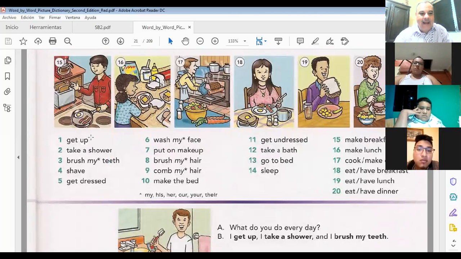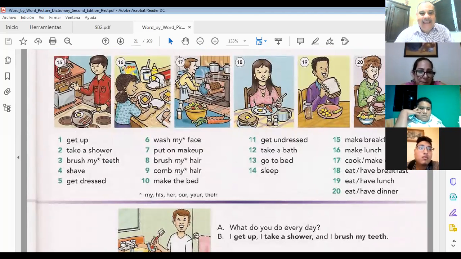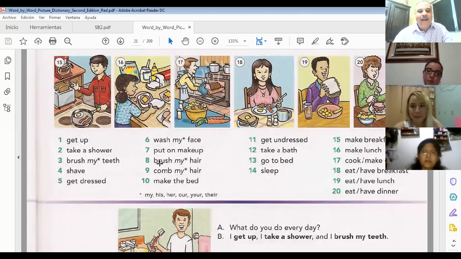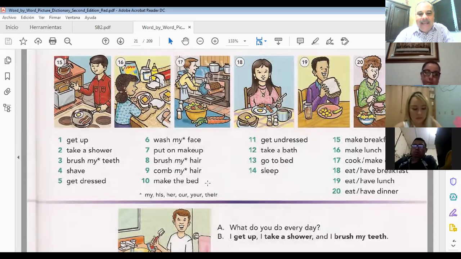Repeat, everybody. Repeat after me. Get up. Take a shower. Brush my teeth. Shave. Get dressed. Wash my face. Put on makeup. Brush my hair. Comb my hair. Make the bed.